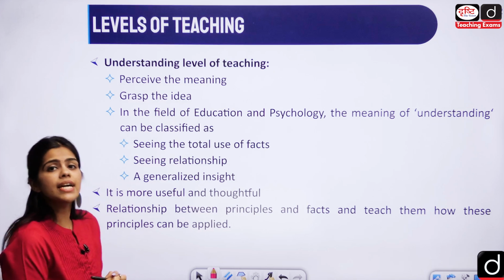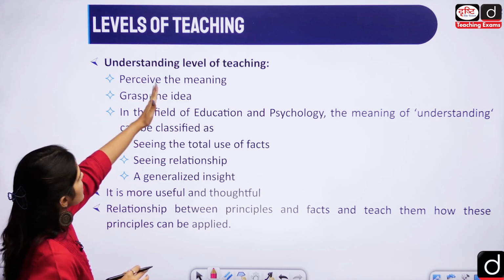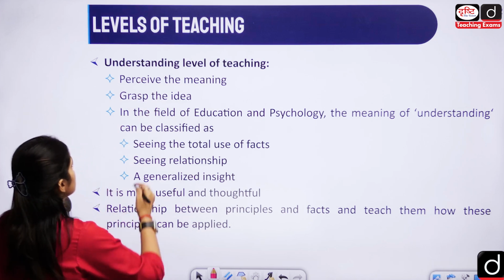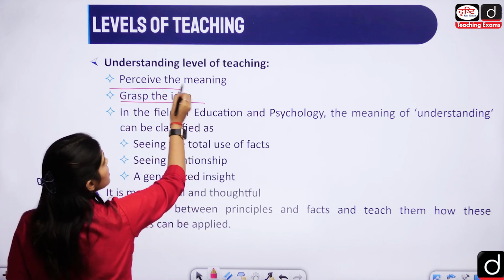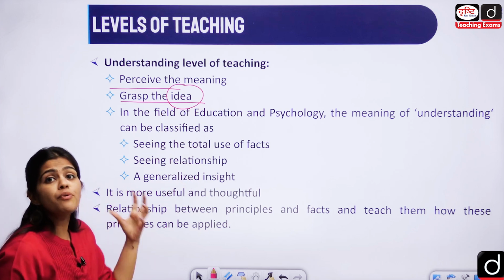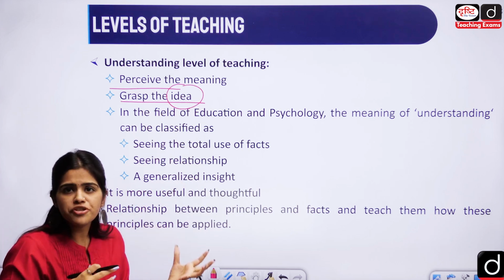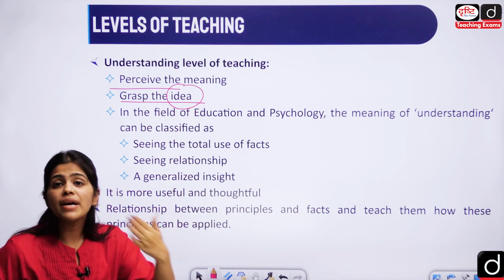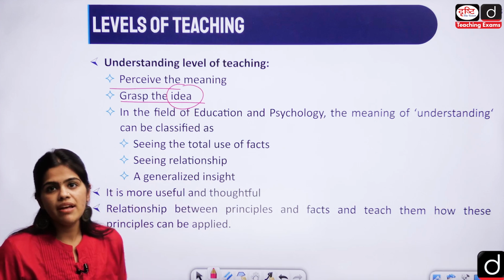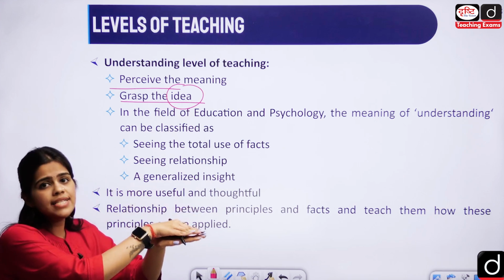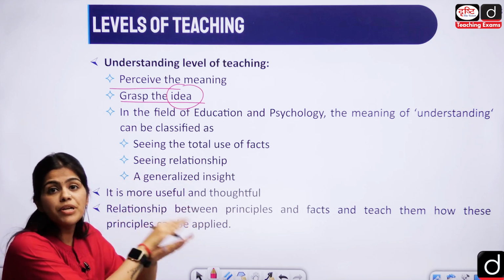Then comes the understanding level. At the understanding level, you try to perceive the meaning behind the things. You try to grasp the bigger idea about the thing. You try to understand the different relationships between the different principles or the facts that are told to you by the teacher in the memory level. So this means the memory level is way important so that the understanding level can actually be built on it.